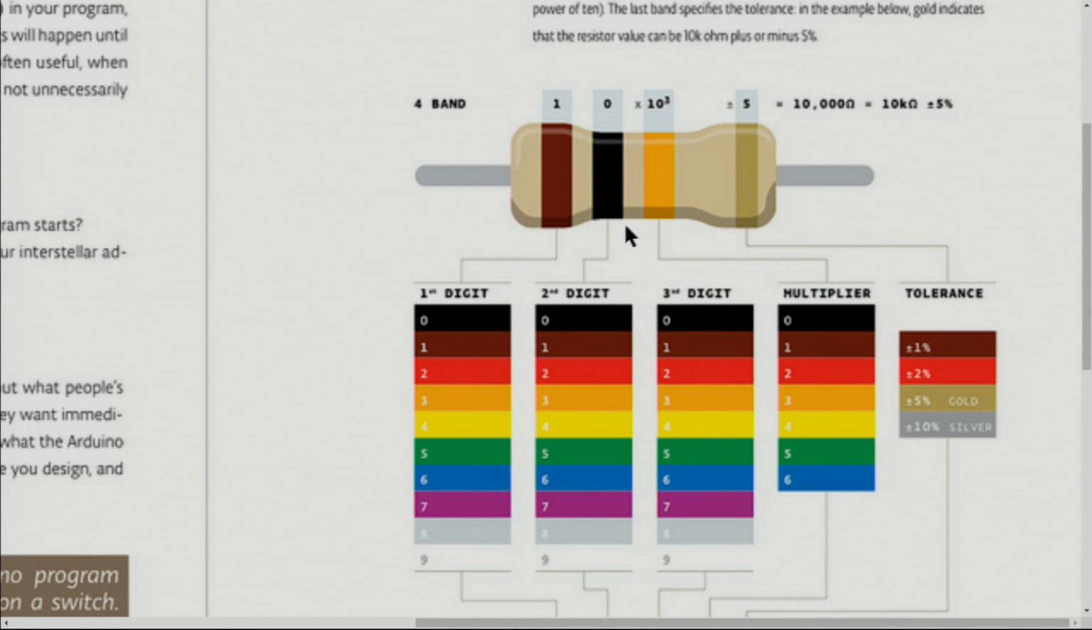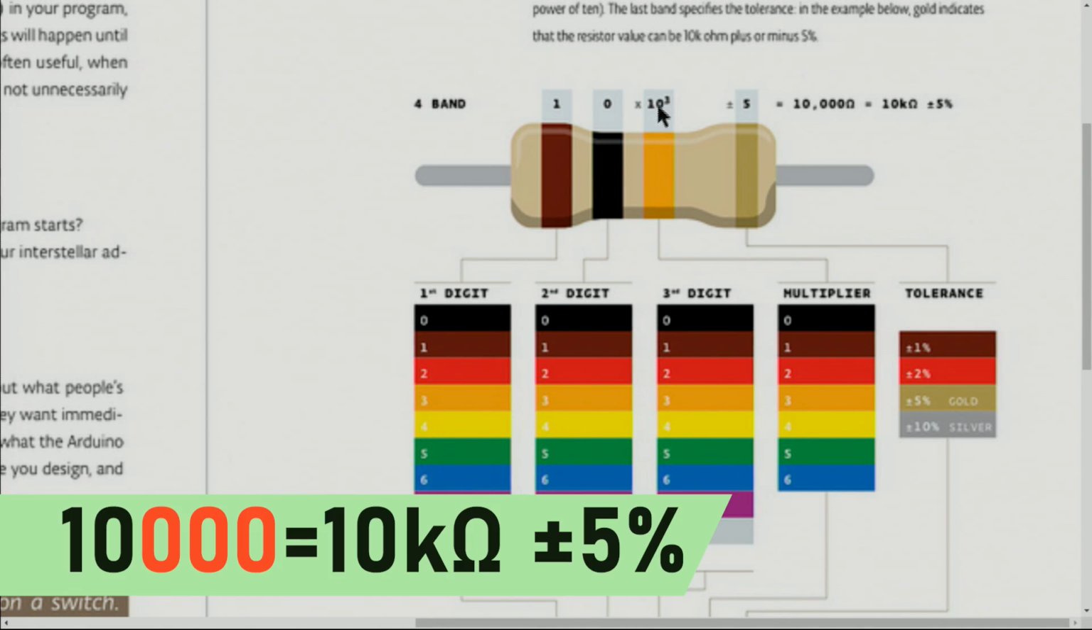For example, this one, the 3-band: brown, black, orange. This brown, if you come here and you see brown is 1, so you will write 1, and black is 0, you put a 0. Orange here is 3, you put 3 zeros, or 10 to the power 3, so that is 10,000 ohm or 10 kilo ohm.